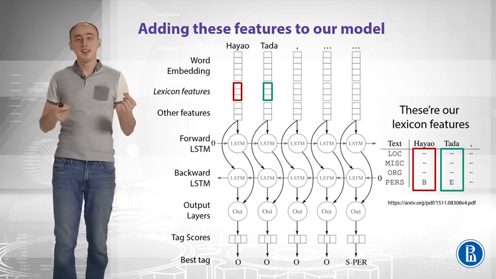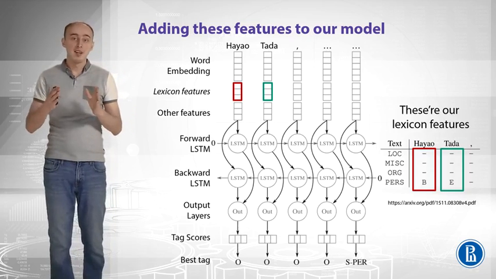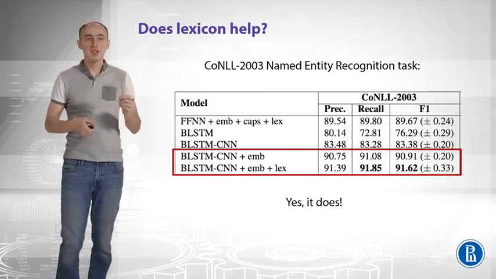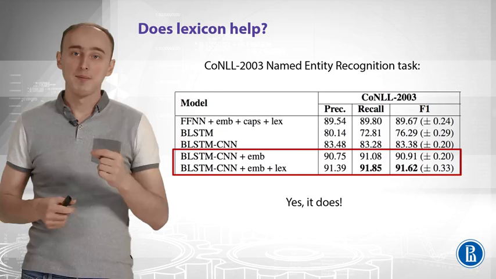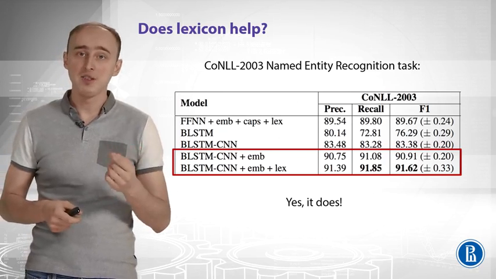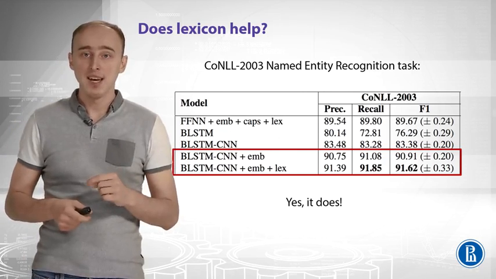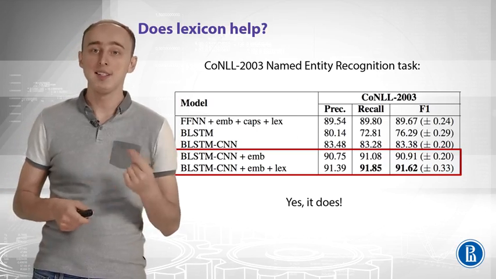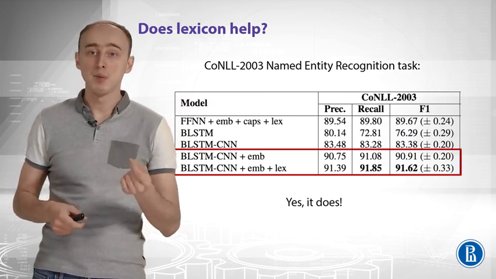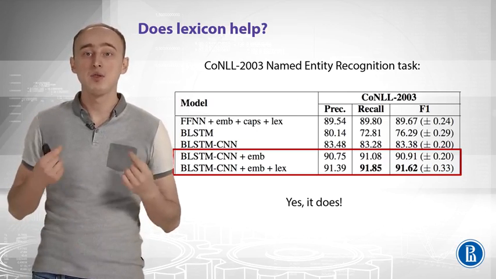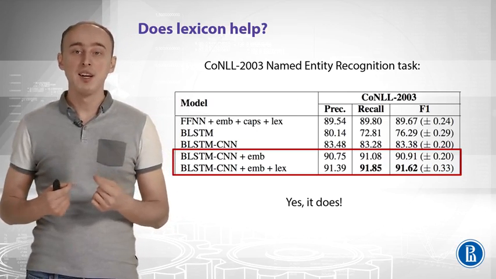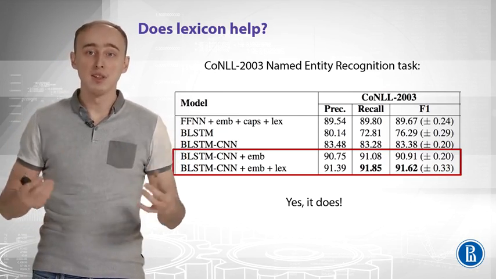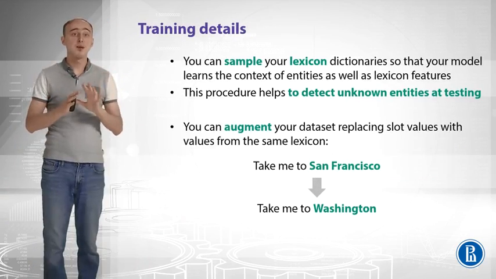So this is a pretty easy approach to embed lexicon information into your model. Let's see how it works. It was benchmarked on a dataset for named entity recognition. You can see that if you add the lexicon, it actually improves your precision, recall, and F1 measure a little bit, like 1% or something like that. So it seems to work, and it seems that it will be helpful to implement these lexicon features for your real-world dialog system. Let's look into some training details.